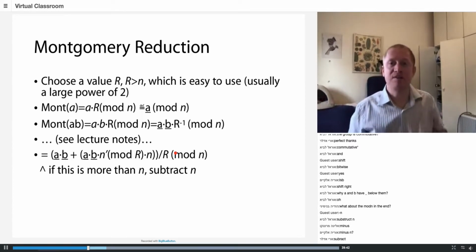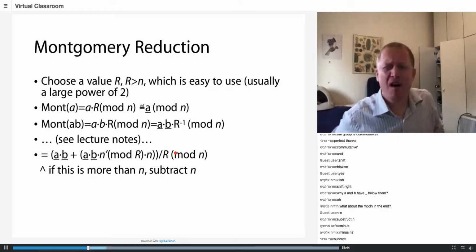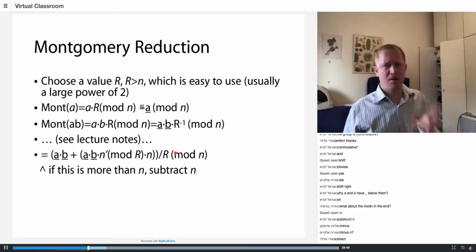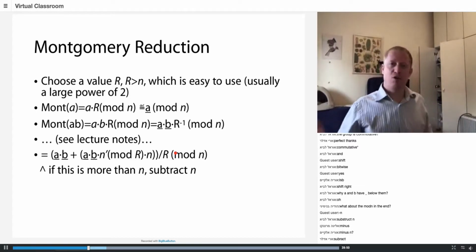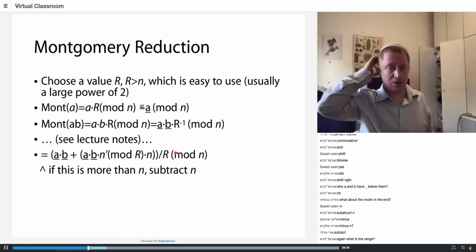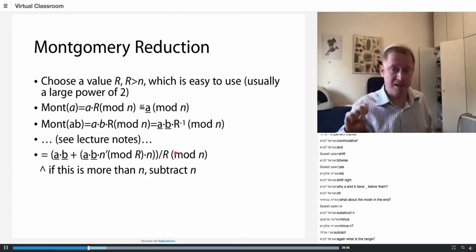Subtracting is very, very cheap. It's incredibly cheaper than multiplication. It takes a very small amount of time. And of course, it takes much less time than division and remainder. So the range is between 0 and 2 times n.